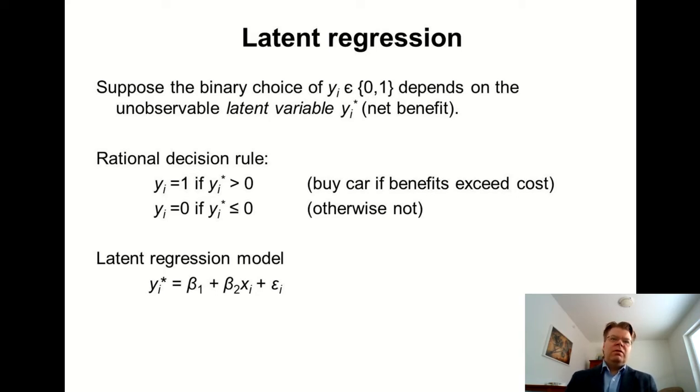So you could have this latent regression model where, for example, how many children you have, what is your income level, what is the distance between home and work. These kinds of factors x could be part of this latent regression model. But here the catch is that we do not actually observe this net benefit. This y asterisk is unobserved, but rather we observe the discrete outcome, whether the person has a car or not.